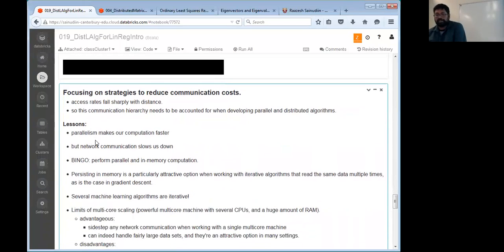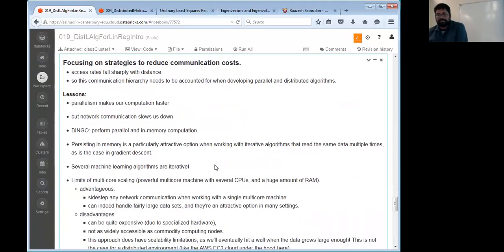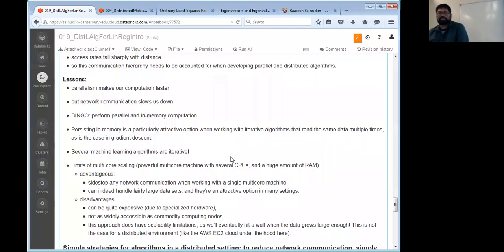Some elementary lessons are that parallelism makes our computation faster, but network communication slows us down. So basically you want to perform parallel and in-memory computation. We saw cache was a way to persist things in memory and distributed memory. And this is ideal for iterative algorithms, and most machine learning algorithms fall in this iterative family, which is great. Gradient descent, for example, is in this family.